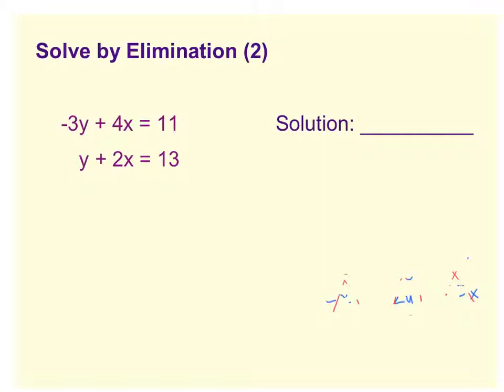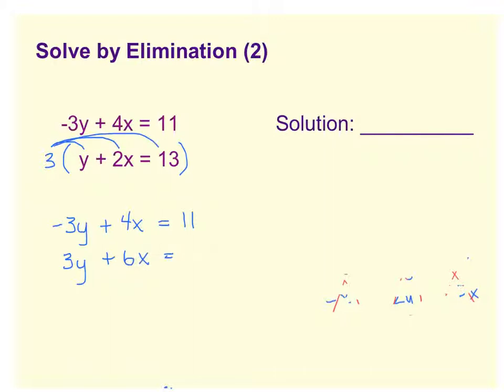So how can we get that to be a 3y? We can do that with multiplication. However, it does involve multiplying the entire equation by 3, because we want a 3y. The top equation doesn't change, so I'm going to rewrite that: negative 3y plus 4x equals 11. For the bottom equation, we multiply 3 times the y, and we get 3y. Then 3 times the 2x is 6x. And we also have to do 3 times the 13, which gives us 39.